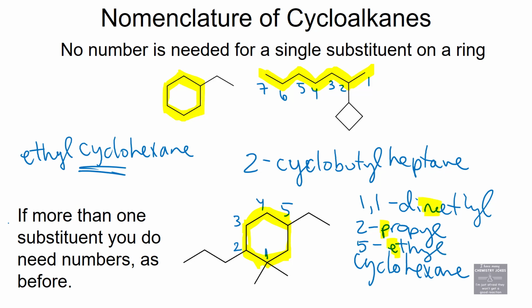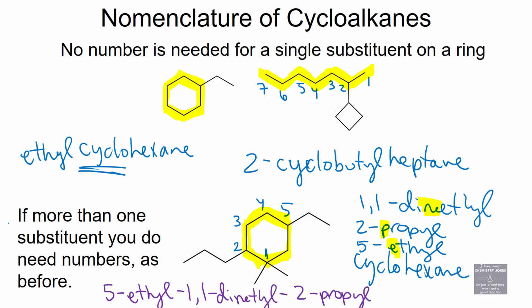So remember, you're alphabetizing methyl, propyl, and ethyl. So that makes our whole name 5-ethyl, 1,1-dimethyl, 2-propyl, cyclohexane. It's a mouthful, but if you follow all the rules, I believe you can do this.